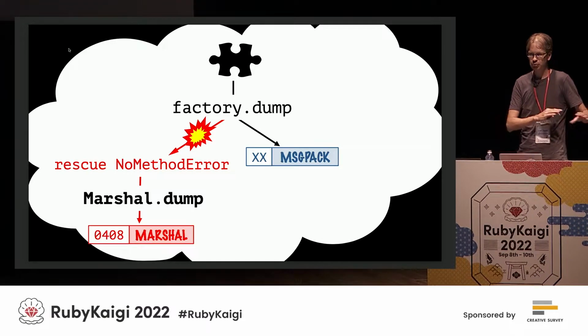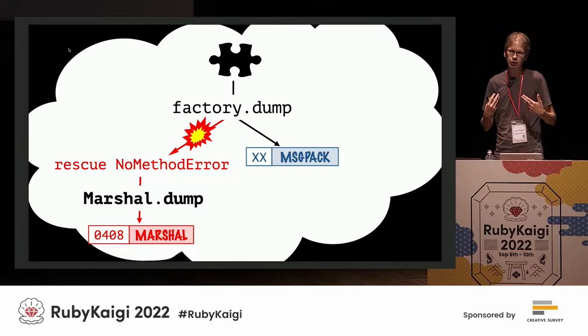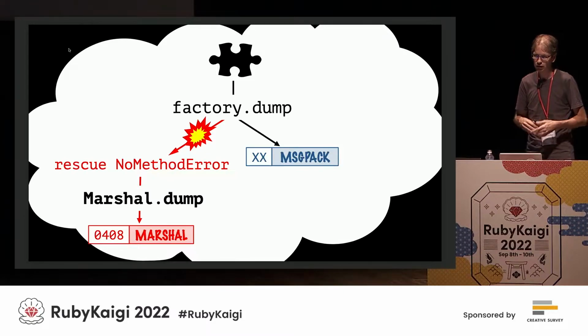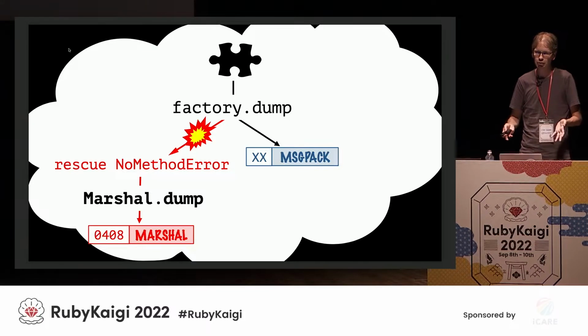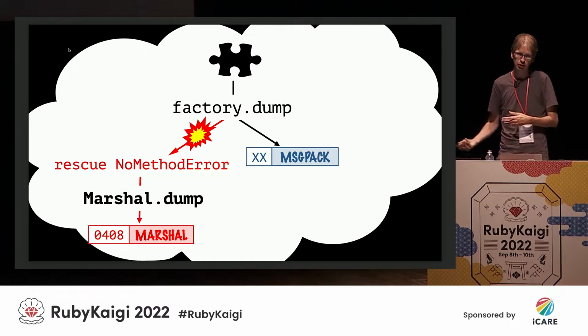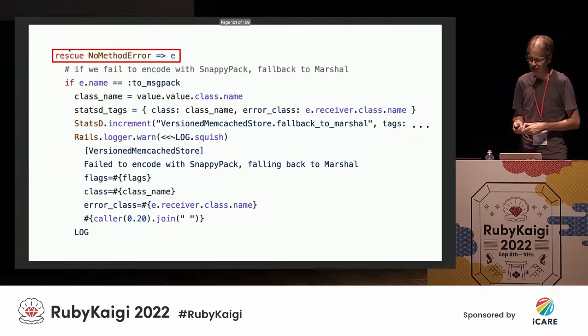And then the Marshal prefix, that 0408, that's how we know that it's a Marshal encoded payload. So this is what we did. And then the other way around, I'm not going to show you, but basically it's the same idea. You just look at the prefix. You can tell it's Marshal or not. If it's not, build a factory with those extension types, and then deserialize it.